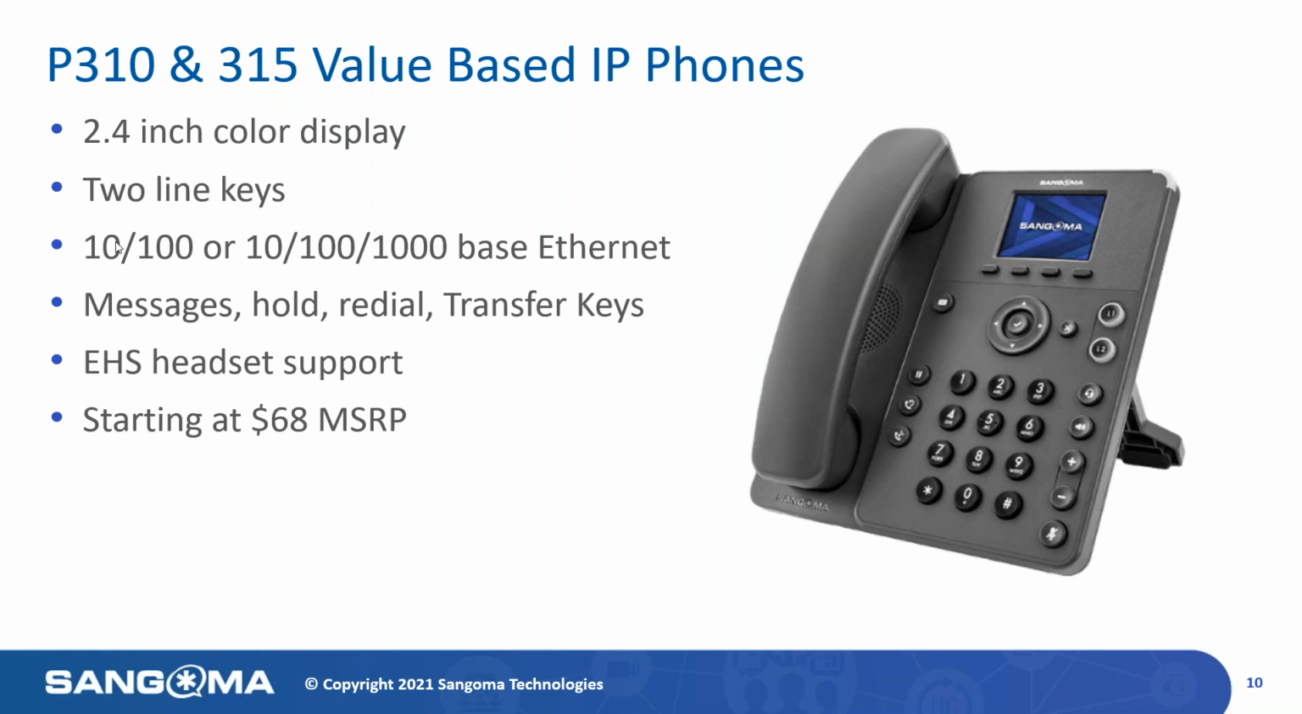So these phones are available in two configurations: the 310 with 10/100 pass-through, and the 315 gives you gigabit pass-through. So if you need to daisy chain the phone together with a computer, you can pass through high-speed internet or 100 megabits per second. You have the choice there. And you get a lot of the features that most folks are looking for, like messages, hold, redial, transfer keys, all of that. And these start at a very affordable $68 per unit.